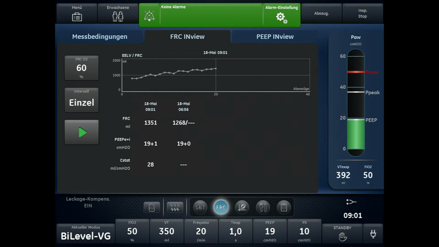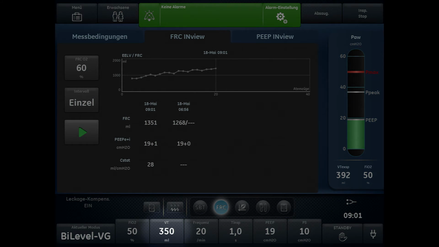The first thing we see on the ventilator screen is the measured functional residual capacity. This is, in formal terms, the end expiratory lung volume, as the patient is being artificially respirated with a positive end expiratory pressure of 19 centimeters H2O. Our colleague on the night shift set a tidal volume of 350 milliliters for this patient.